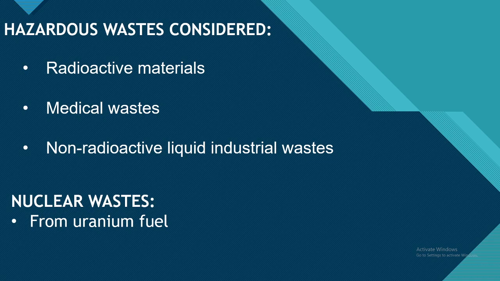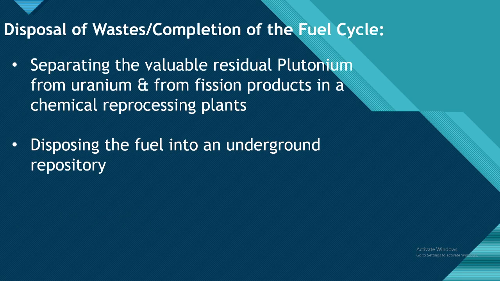Nuclear waste. Samples of these are from the uranium fuel cycle. Disposal of waste is the completion of the fuel cycle. First one is separating the valuable residual plutonium and uranium from fission products in chemical reprocessing plants. Next one is disposing the fuel into the underground repository.